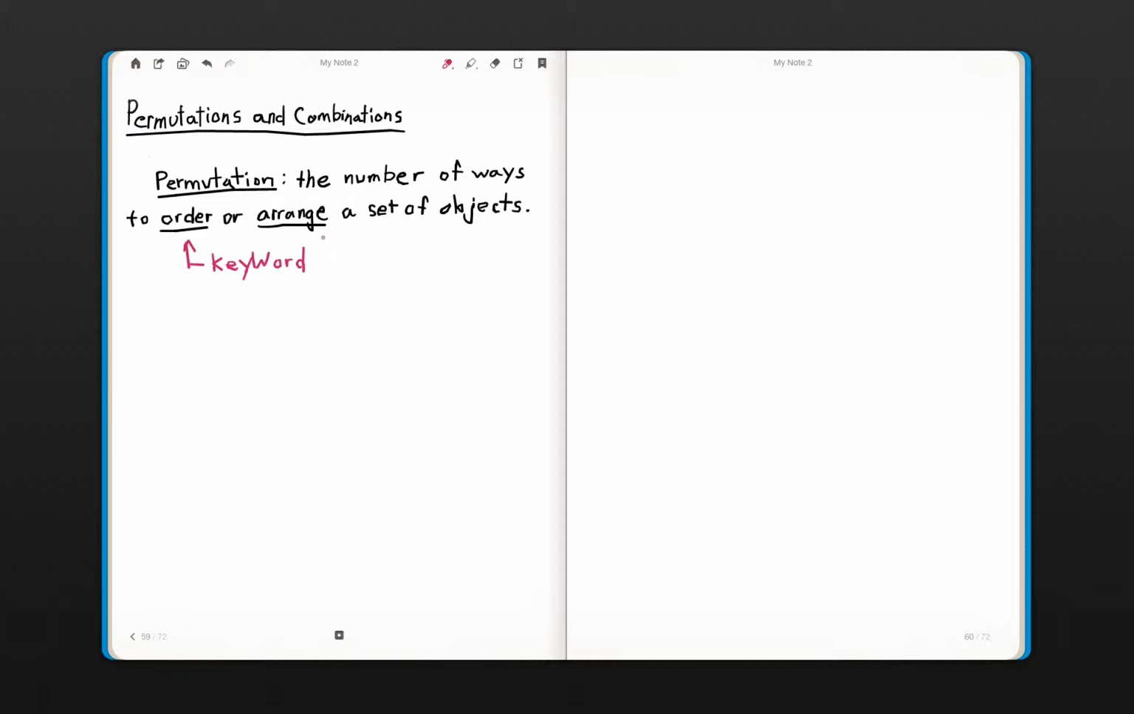So permutations respect order and include the different orderings in the total count for the permutation, as opposed to, and we'll talk about combinations later in the video, combinations, where actually order is not relevant.